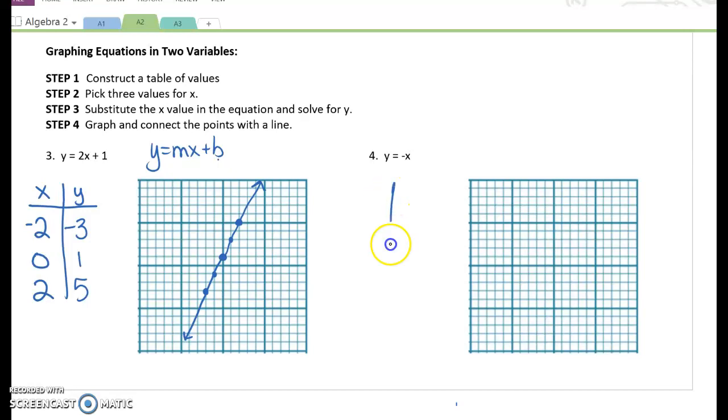Number 4, y equals -x. You're basically taking your x values and taking the opposite of them. Or you're starting at 0, your y-intercept is 0, your slope is -1. My lines might not be perfectly straight because there's really just no way to do straight lines on this computer. But notice I'm putting arrowheads on the ends of the lines. Please make sure you're putting arrowheads.